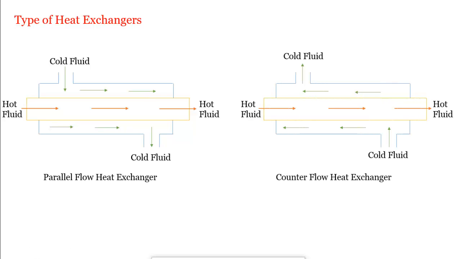Another heat exchanger is the counter flow heat exchanger. Here, the hot fluid moves from left to right and the cold fluid moves from right to left. So that's why it's a counter flow heat exchanger, which means their flow is in opposite directions. This outer portion is called the annulus pipe and the inner portion is called the central tube.